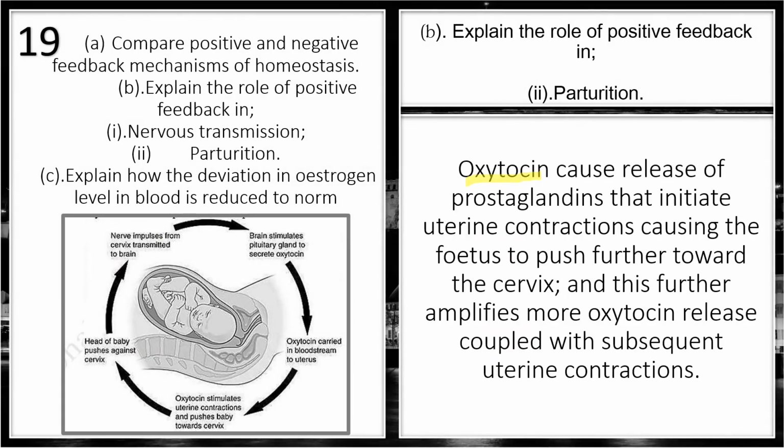Oxytocin causes release of prostaglandins that initiate uterine contractions, causing the fetus to push further towards the cervix. And this further amplifies more oxytocin release, coupled with subsequent uterine contraction.